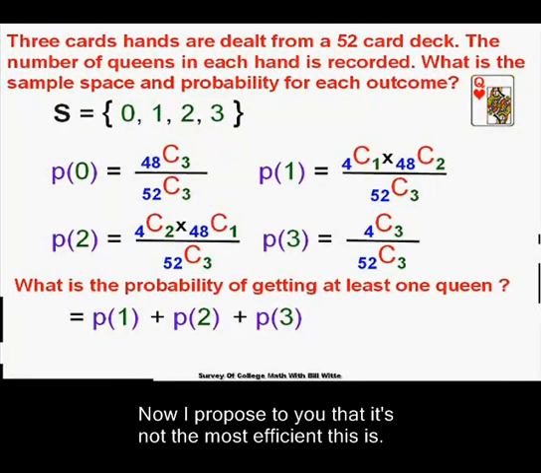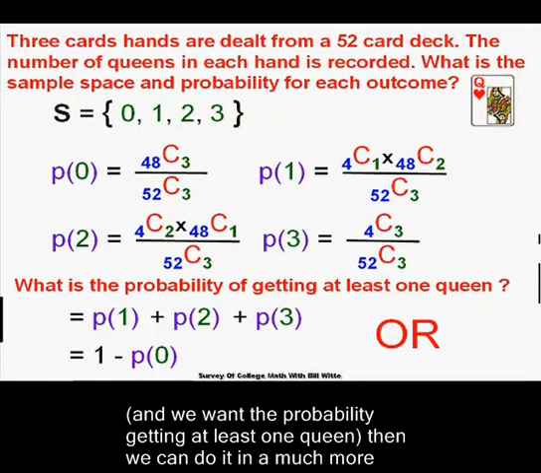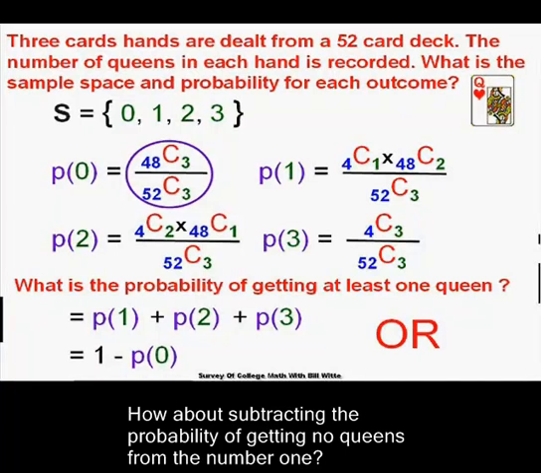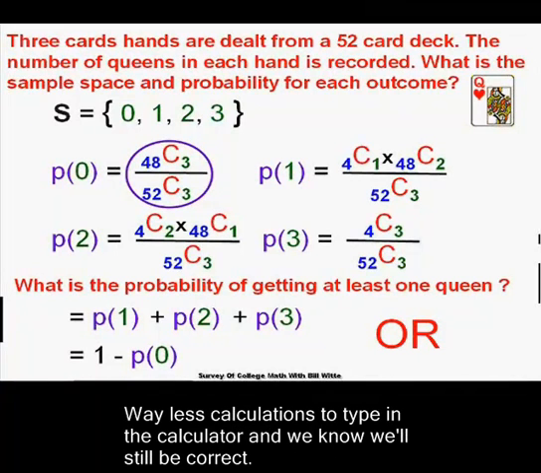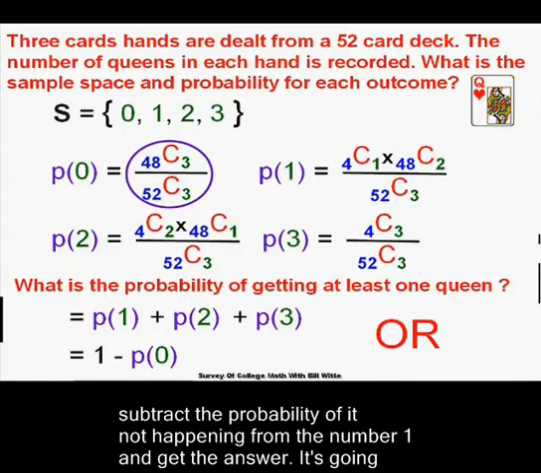Remember, we have a better way of doing this. Remember your basic principles of probability. They all add up to 1. So if we just subtract the probability of getting none from 1, we'll get the answer. And that's a much easier calculation. Often it is. So don't be afraid to do 1 minus the complement of your probability to get an answer.